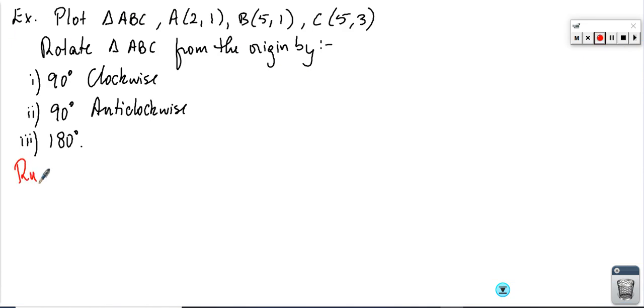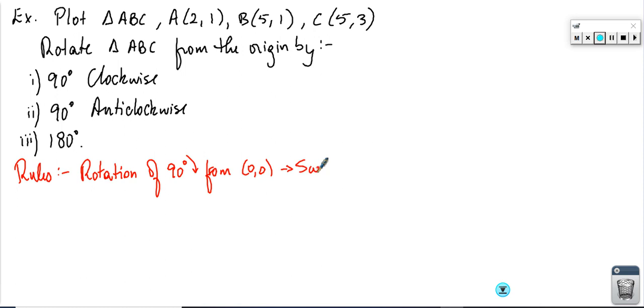So rules, first rule, rotation of 90 degrees clockwise from the origin. The rule states that we have to swap coordinates, then change the sign of the y-coordinate.